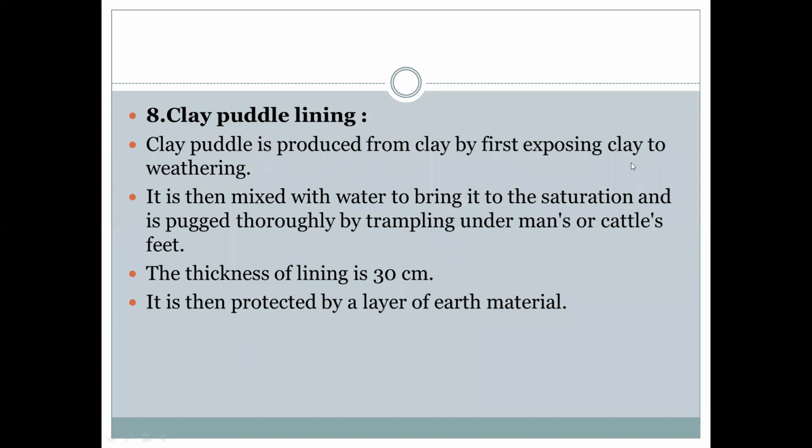Then there is clay puddle lining. Clay puddle is produced from clay, using a mixture of clay and water. The clay puddle is produced from clay by first exposing clay to weathering. It is then mixed with water to bring it to saturation. That clay is mixed with the water to form this clay puddle.